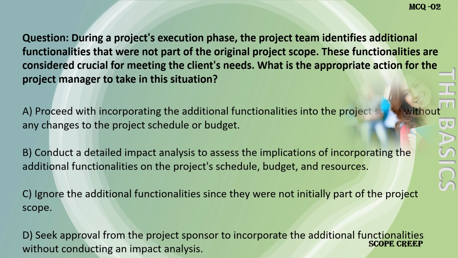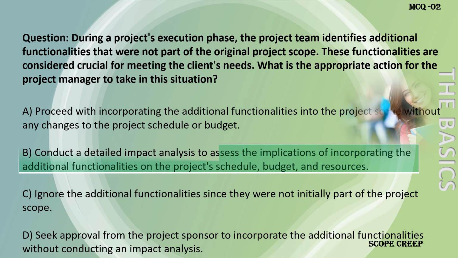D. Seek approval from the project sponsor to incorporate the additional functionalities without conducting an impact analysis. Answer for the question number 2 is B. Conduct a detailed impact analysis to assess the implications of incorporating the additional functionalities on the project's schedule, budget, and resources. Explanation. Scope changes that arise during the execution phase should be handled through a formal change control process.